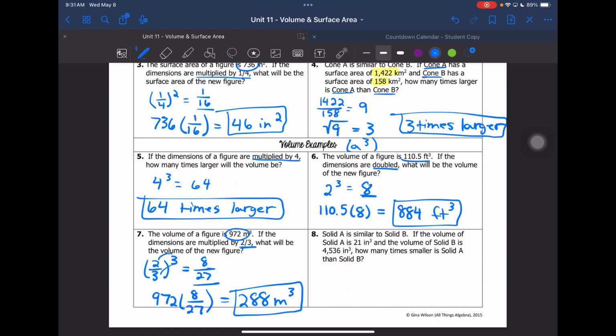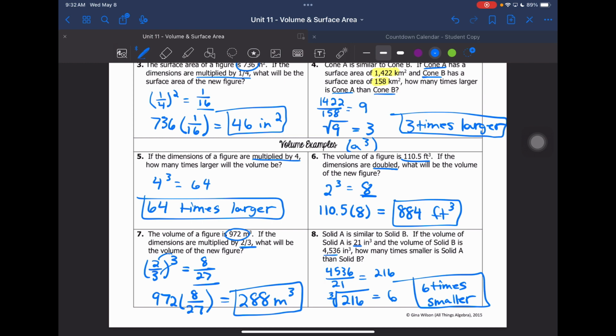You want to start by dividing these two numbers, and that will give you kind of like the volume ratio. So 45/36 over 21 is 216. So 216 is our volume ratio. If we want to work backwards to find out what the scale factor is, you would just take the cubed root of 216. The cube root of 216 is 6, so solid A is 6 times smaller than solid B.